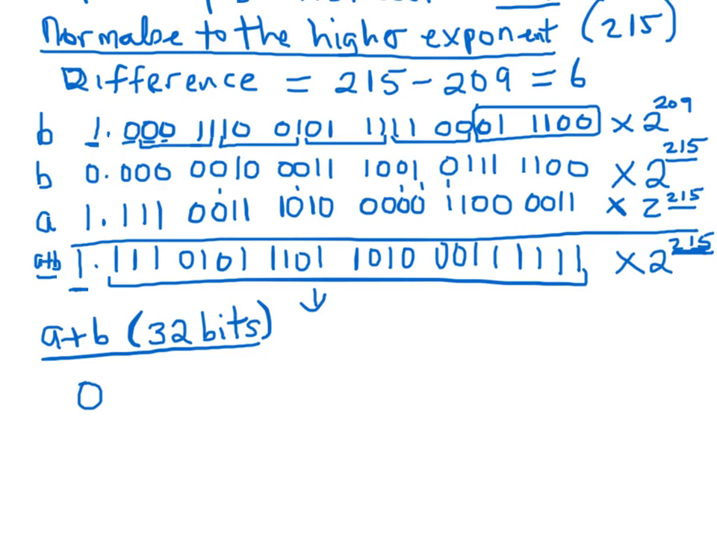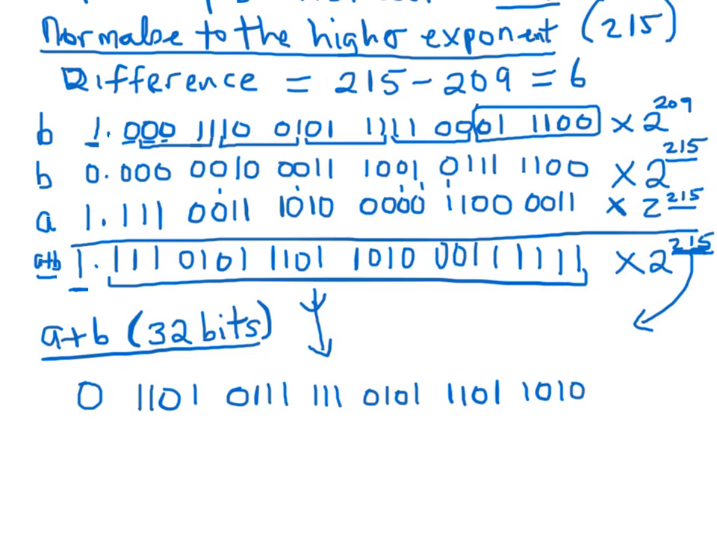Then it's going to have the exponent, and remember 215 in binary was 1101 0111, so that's the exponent, that's the 215. And lastly, the significand, here it is here, I'll just extend that arrow, and you'll get that it's 111 0101 1101 1010 0011, and lastly 1111. So that's the solution to our question, the 32 bits that the computer has for representing A plus B.